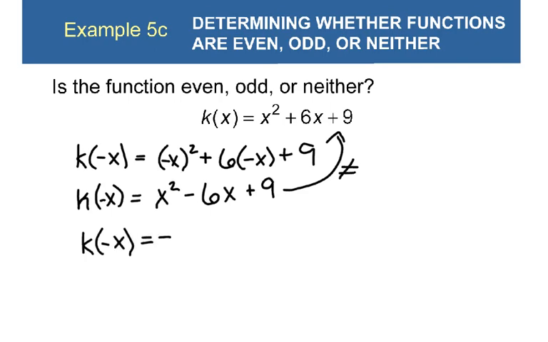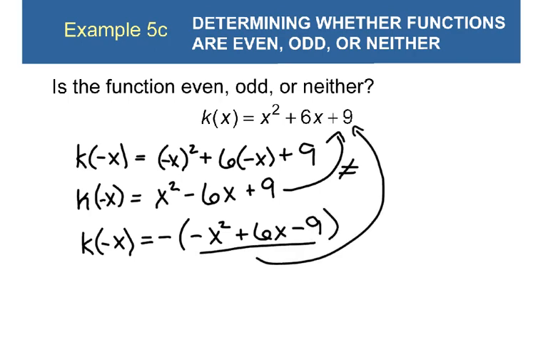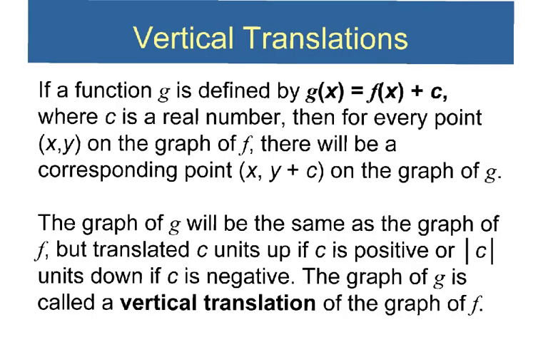So factor out a negative. What we end up with is negative x squared plus 6x minus 9. Well, the inside of this right here is not equal to that either. So what we have is a function that is neither. So if we can't show that it's even or odd, it's going to be the last thing. It's going to be neither of them.